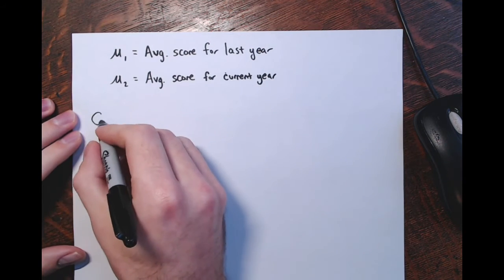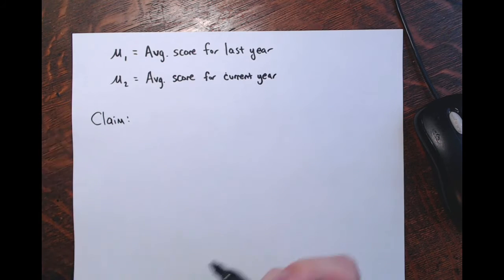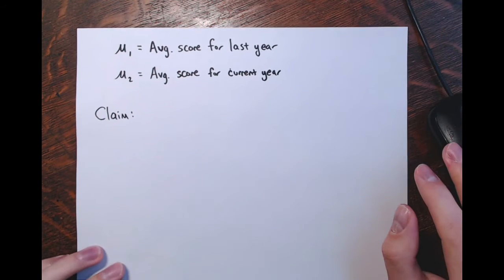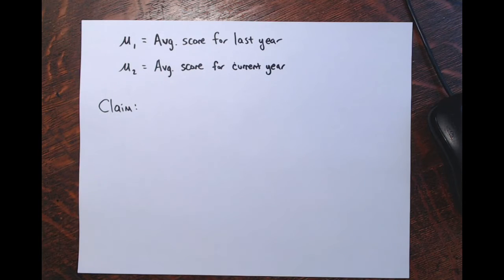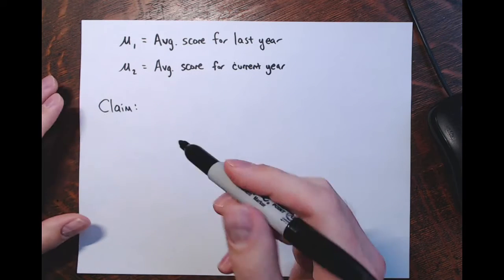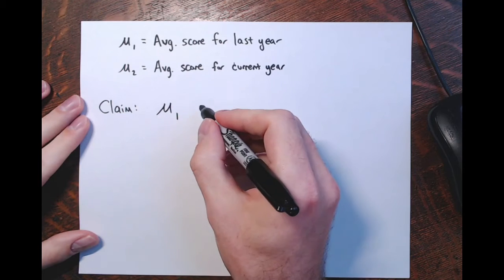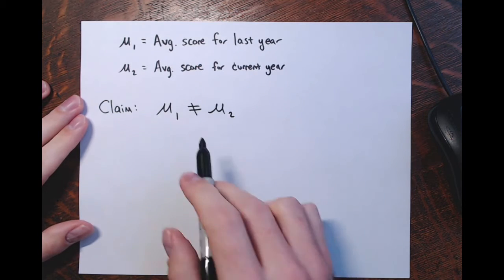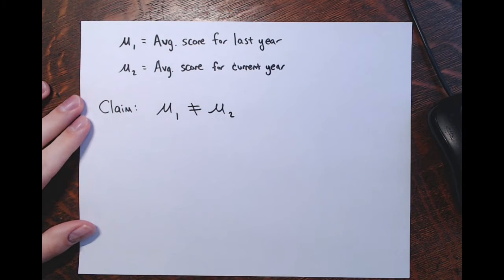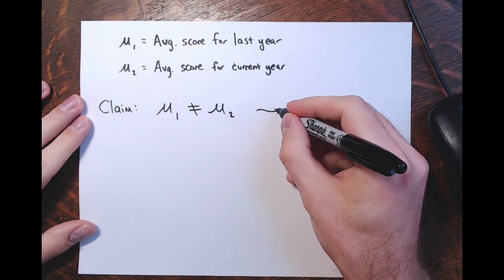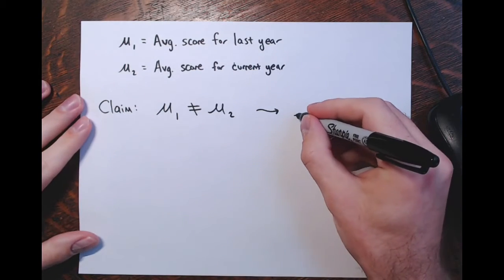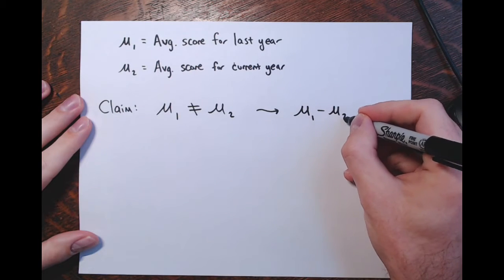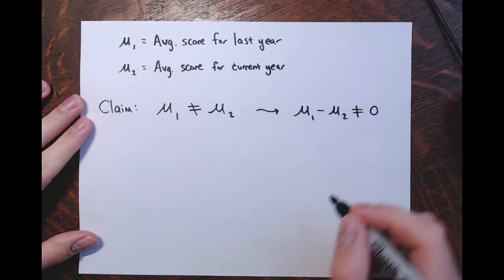Now what we're testing here, right? There's a claim, a belief, or something to be tested. What we're asked to test here at the 1% significance level is that there is a difference in these mean scores, right? The mean scores from last year to this year. So the claim here, what we're testing, is that mu1 is different than mu2. There is a difference between them. They're not the same. Another way to state this in terms of the difference between the means would be that mu1 minus mu2 is not 0.